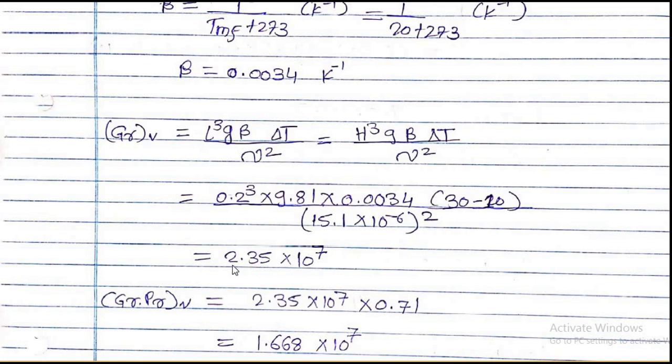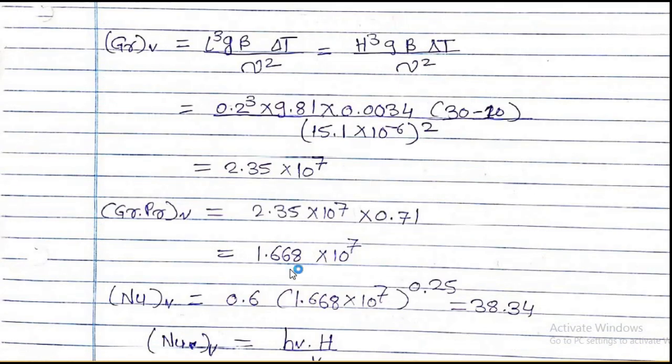Prandtl number is already provided as given data. So we can take the product of Grashof number and Prandtl number for the vertical surface, which is 2.35 into 10 raised to 7 multiplied by 0.71, the Prandtl number. We get the value 1.668 into 10 raised to 7. Now we can determine the Nusselt number for the vertical surface: Nusselt number is 0.6 into the bracket 1.668 into 10 raised to 7, raised to 0.25. So the average Nusselt number we get is 38.34.